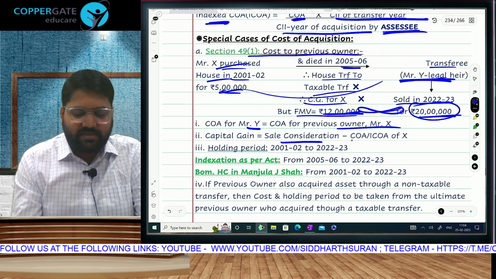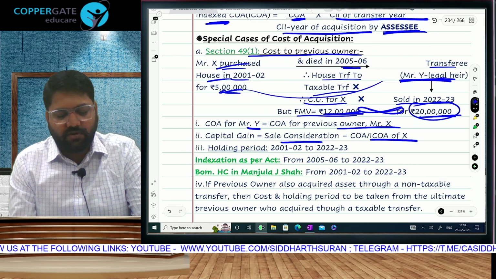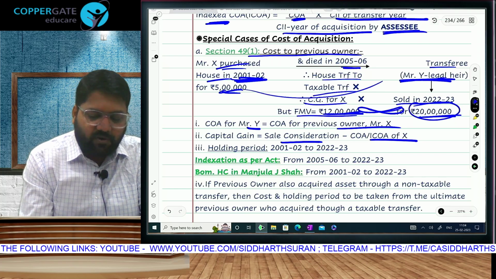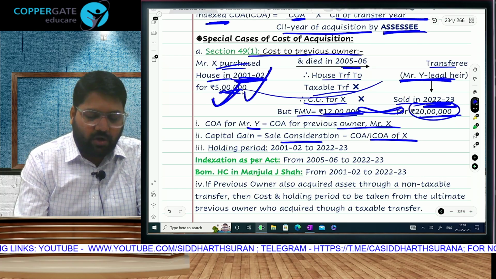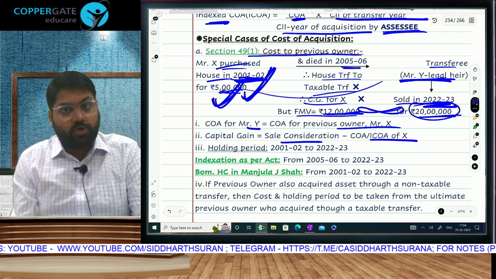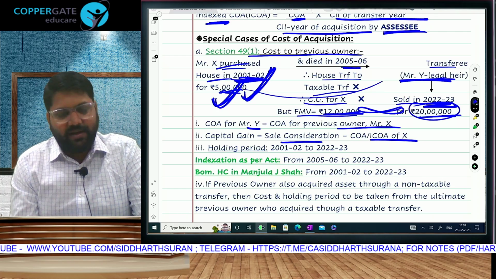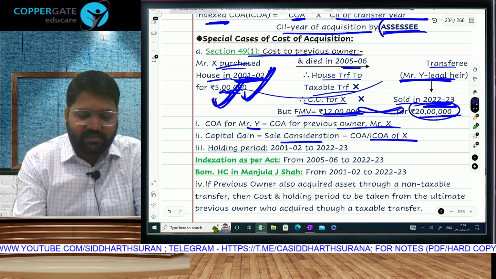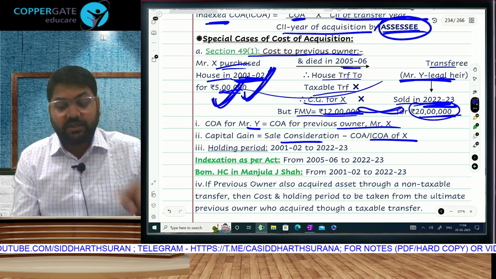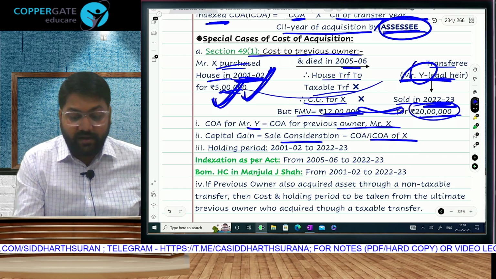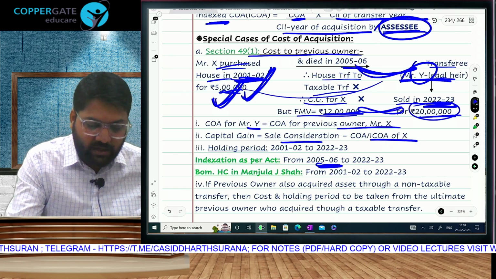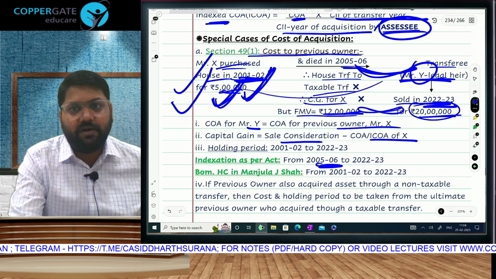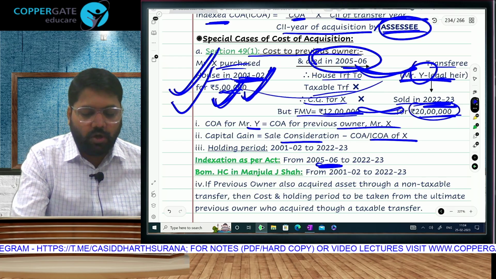Selling price will be sale consideration minus cost or indexed cost of X. The holding period will be taken from 1/2 to 22-23. That means cost we will take from here, holding period from here. But the most controversial aspect, if you read the plain language of income tax law, it says that indexation will be from the year when assessee got it, and assessee is Y. And therefore indexation according to the act will be from 5/6, means from this period to this period, means cost from here, holding period from here, but indexation from here.